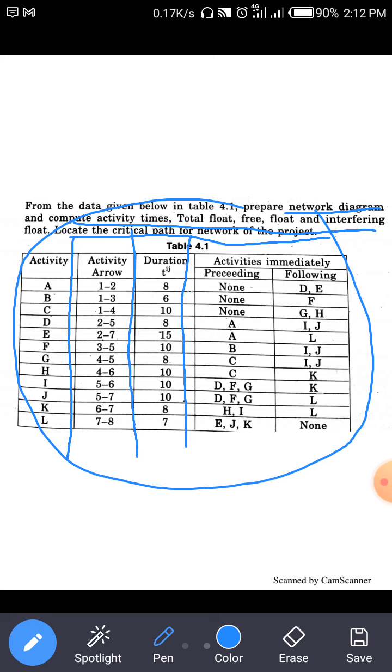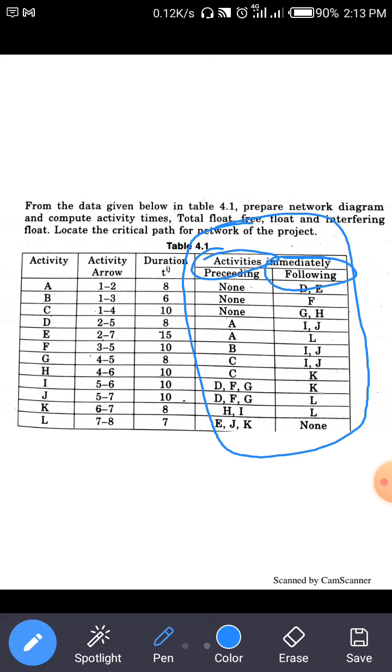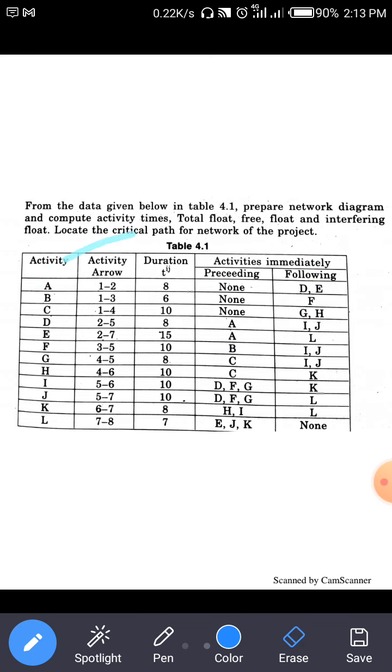The time duration to complete each work or project is given. Clear? Also the preceding and succeeding activities are given, the preceding and following activities. For activity A, the following activities are D and E, and in front of activity A there is no preceding activity. So all the data is given.